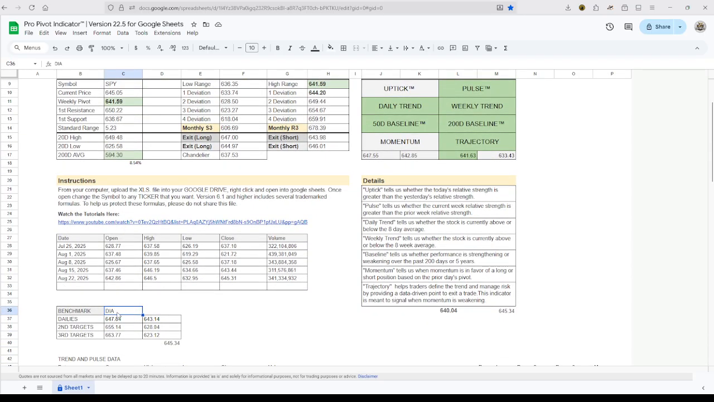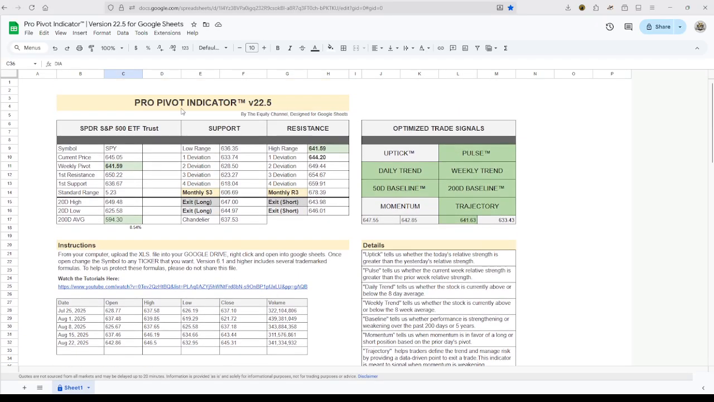The benchmark is simply what we want to compare our stock or index to, right? We're using the Dow Jones because we tend to trade the SPY and the QQQ, so we don't want to use those as benchmarks. Otherwise, you won't get any signals for like the uptick in the pulse, right? It'll always be blank because, well, you're not really outperforming those elements if you are those elements, right?